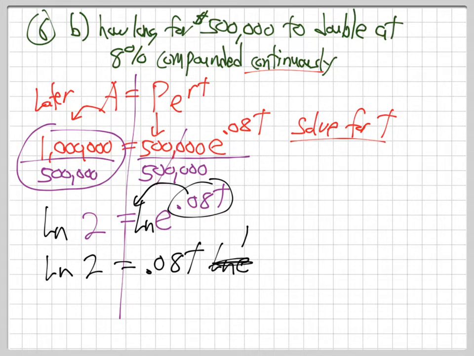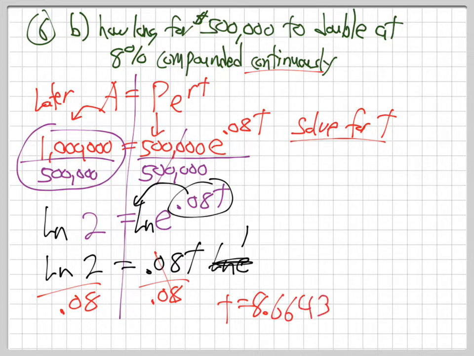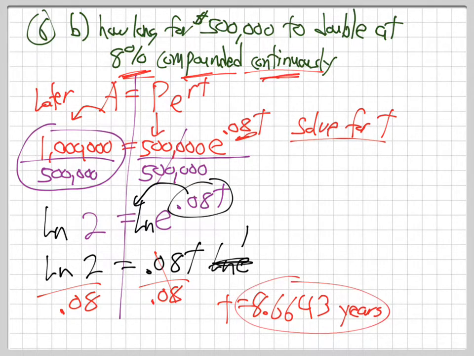How do we finish getting t alone? Divide by 0.08. That's the same thing we did on our calculator last time. The time is going to be exactly the same. 8.6643 years. So you see, the point of having a part A, part B is to help you see that it doesn't matter the amount of money you put in. If the money is put in at 8% compounded continuously, it'll take 8.6643 years to double it. It doesn't matter what amount started out. That's the doubling time. That's how long it takes to double the money. That's the point of that example.